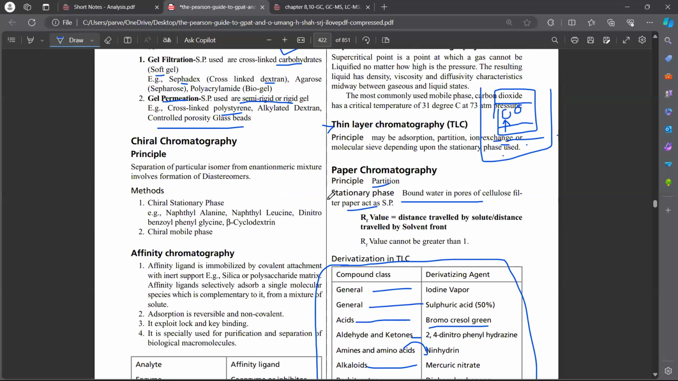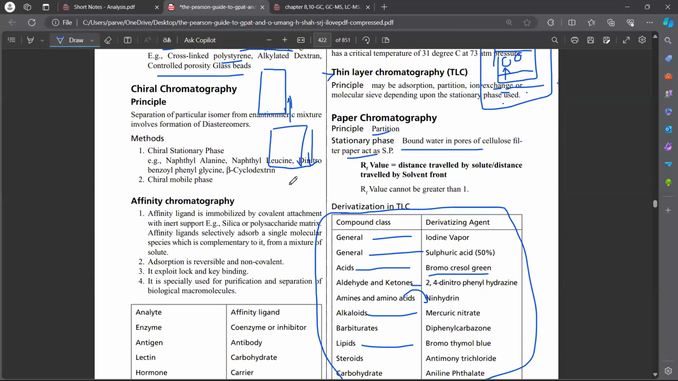You also know the ascending, descending, radial and 2D development. Ascending development is where the mobile phase moves from the bottom to top. Descending is where the mobile phase moves from the top to the bottom. Another one is radial development, where the mobile phase is kept on a cotton wick and moves radially. Another one is 2D development, where you first develop in the ascending or descending mode, then turn the plate through a 90 degree angle, and develop it again.